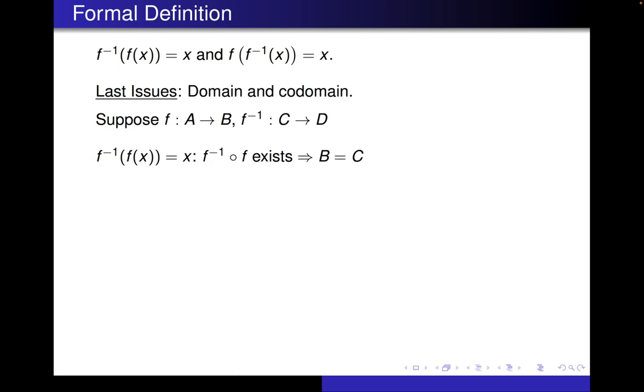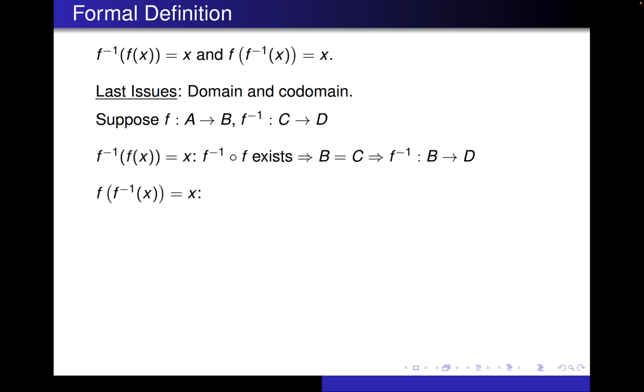So since that exists, we have to have b equal to c, right? We do f first, then we do f inverse. The codomain of f has to equal the domain of f inverse, which means now we have f inverse going from b to d. So we have f going from a to b, f inverse going from b to d, but we're going to have the same issue when we reverse that, right?